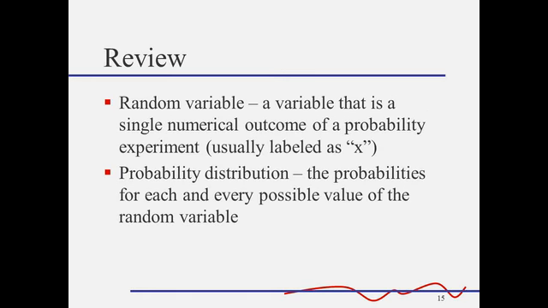In review, a random variable is a variable that is a single numerical outcome from a probability experiment, and it must be a number. A probability distribution gives every possible value of the random variable and the probabilities for all the values, and we know it's correct when we add up all the probabilities and they add to 1.